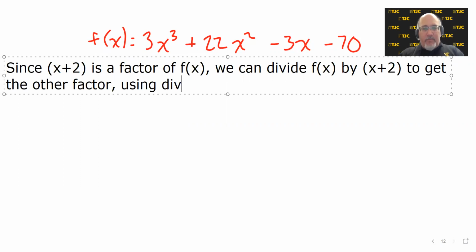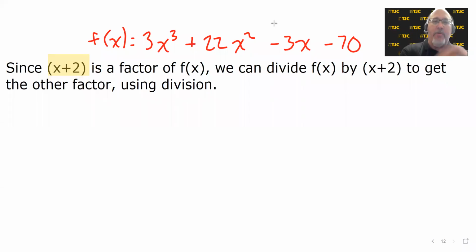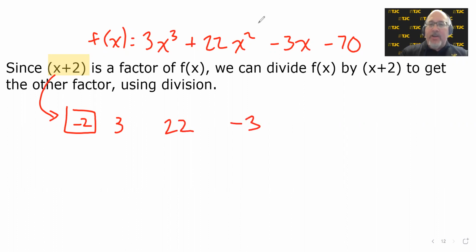Using division. Now, we can use long division or we can use synthetic division, but this is tailor-made for synthetic division because we're dividing by something of the form x plus a number, x minus a number. Just remember, when you set up synthetic division, the number that goes in the box is the opposite of the number in the divisor. So a negative 2 will go into the box. The top row is the coefficients of what we're dividing into. So 3, 22, negative 3, negative 7.